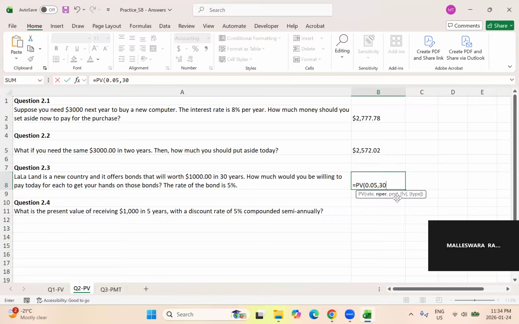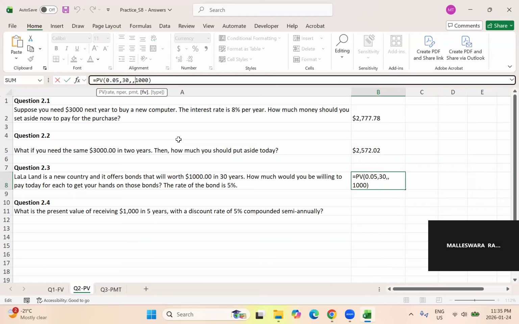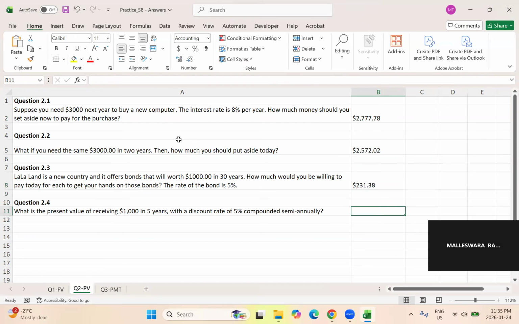So basically, willing to pay for those bonds today. So you need to get the future value, which is 1,000. The default is at another period. So that's a negative sign you want to put, either at the beginning of the PV or they both will get the same.